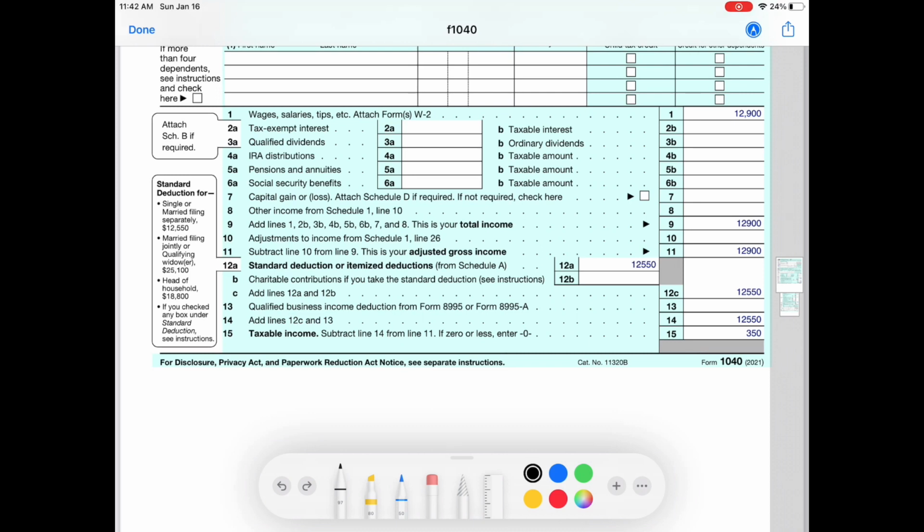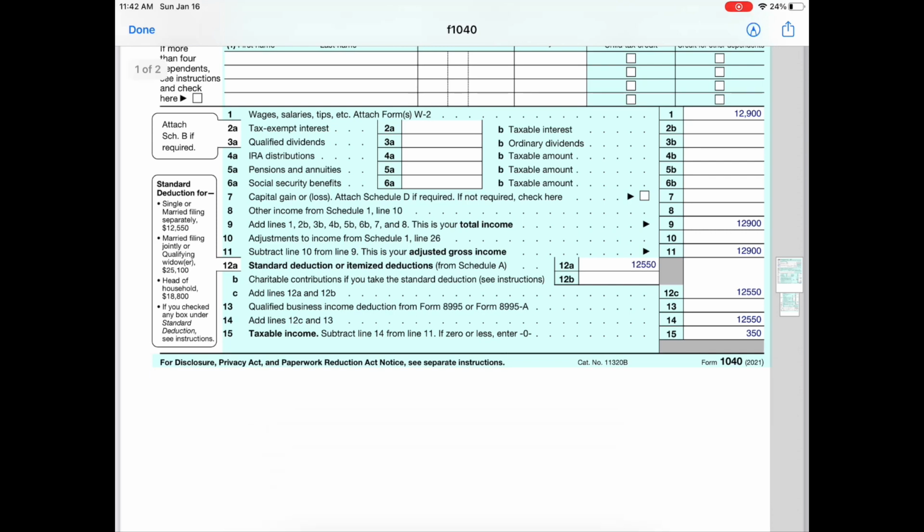And again, it brings down to line 14. And then when you do the math at line 15, you get $350. Now, some people are saying, Dejan, how did you get $350 for taxable income? Well, that's where you get the $12,900 and you deduct $12,550, which was the standard deduction, and that brings you out to a total of $350. So that's how you do the first 15 lines.